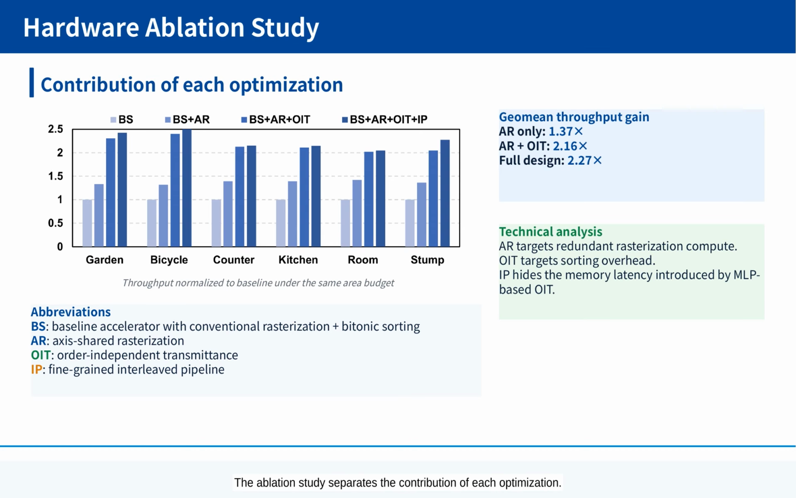The ablation study separates the contribution of each optimization. Axis-shared rasterization alone provides a 1.37 times geomean throughput improvement by reducing redundant rasterization MACs. Adding OIT increases the gain to 2.16 times because explicit sorting is replaced by lightweight transmittance prediction. With the interleaved pipeline, the full design reaches 2.27 times by hiding the memory latency introduced by MLP-based OIT. Together, AR, OIT, and IP target different bottlenecks and are complementary.